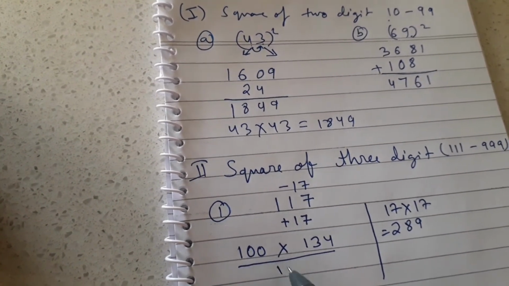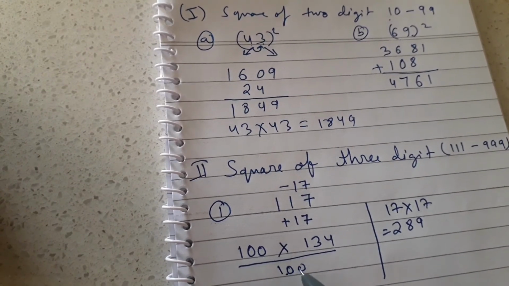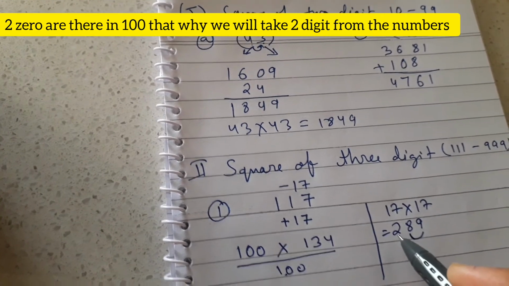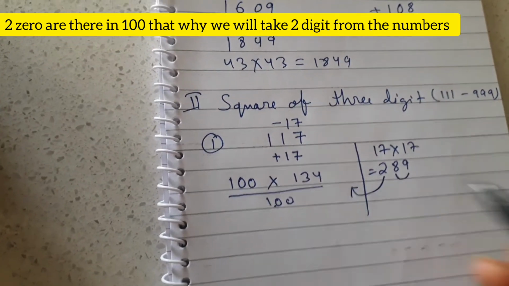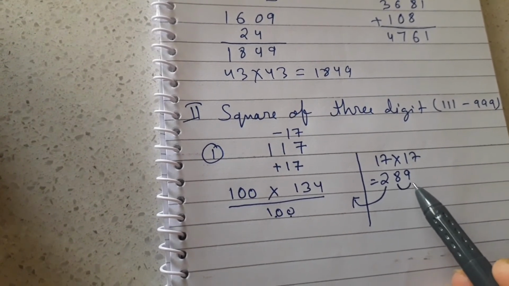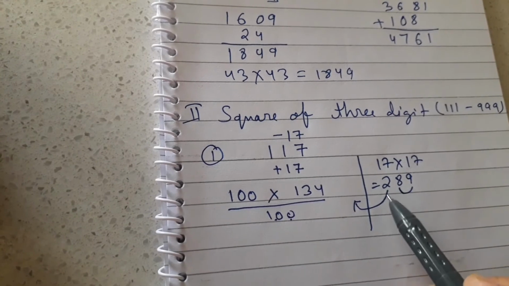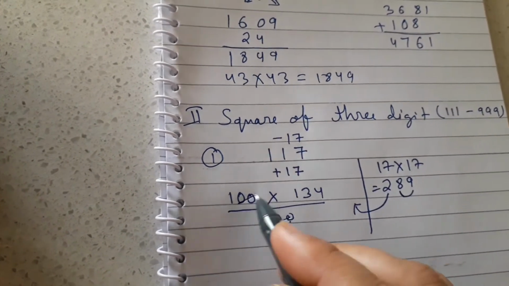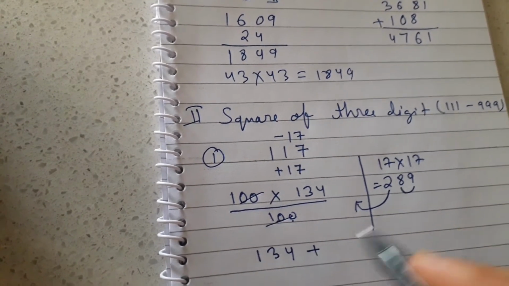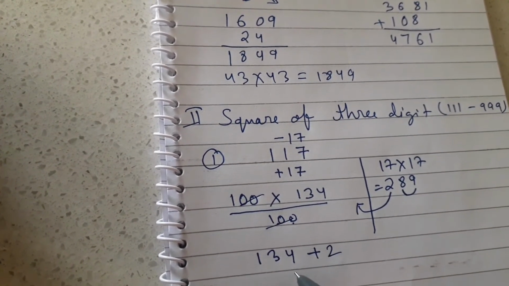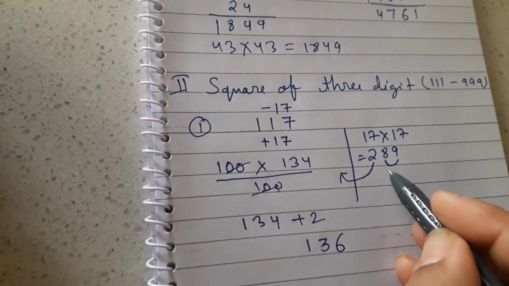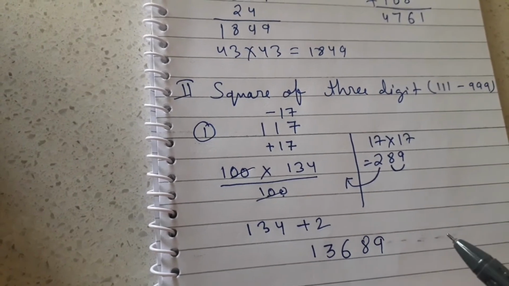Then what will be our next step? We will divide it by 100 because it is 100. 2 digits we have taken, so we will take 2 digits from here, and whatever digit is left, we will add it here. 134 into 1 is 134, plus 2 because 2 we have to take here. It's coming 136. The final answer is 136, and we have taken 2 digits here, 89.